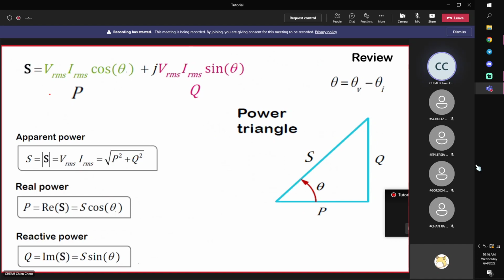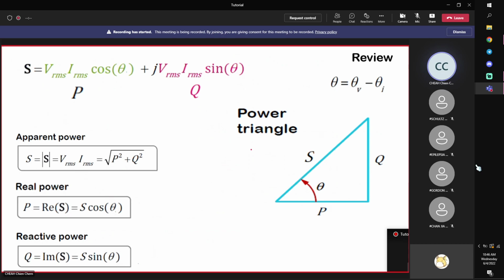Okay, this complex power is best computed by this power triangle. In a triangle, you know that you only need two pieces of information to find out the other information. For example, if you know S and theta, you can find P and Q, correct? If you know P and Q, you also can find S and theta. So basically, you only need two of the pieces of information to find the rest.